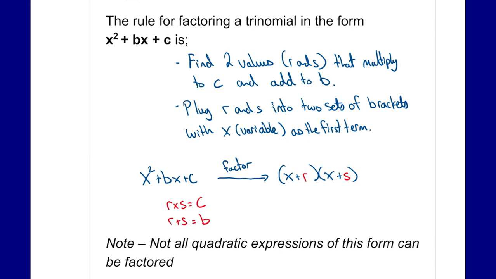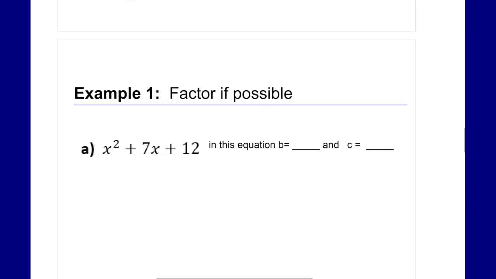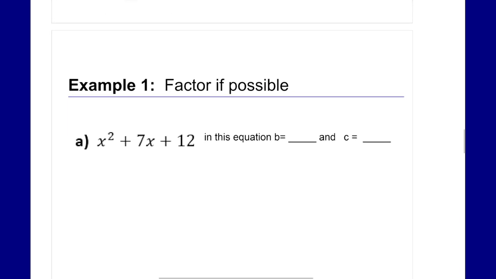So this is where knowing our times tables becomes really helpful, because it allows us to think of all these different numbers that can multiply to what we're looking for. So let's look at an example. x squared plus 7x plus 12.